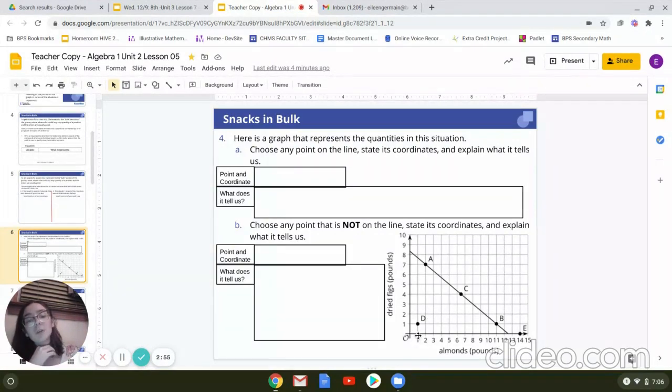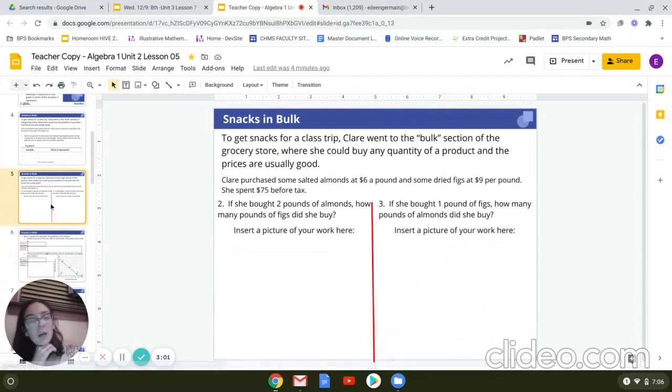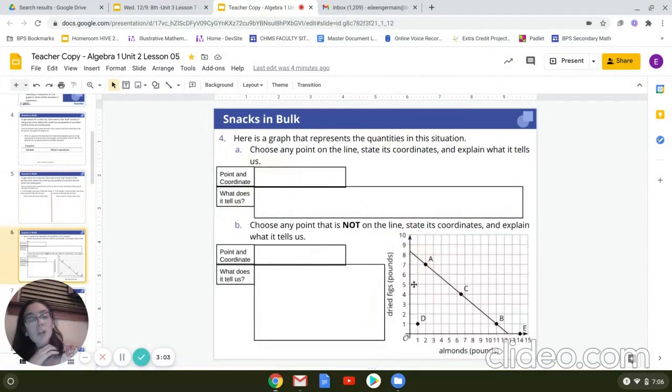When we buy 1 pound of figs and 1 pound of almonds, that's not going to cost me a total of $75. When I buy 14 pounds of almonds and 0 pounds of figs, that's not going to cost me $75. So points that fall on the line are solutions, and points that are not on the line are not solutions.